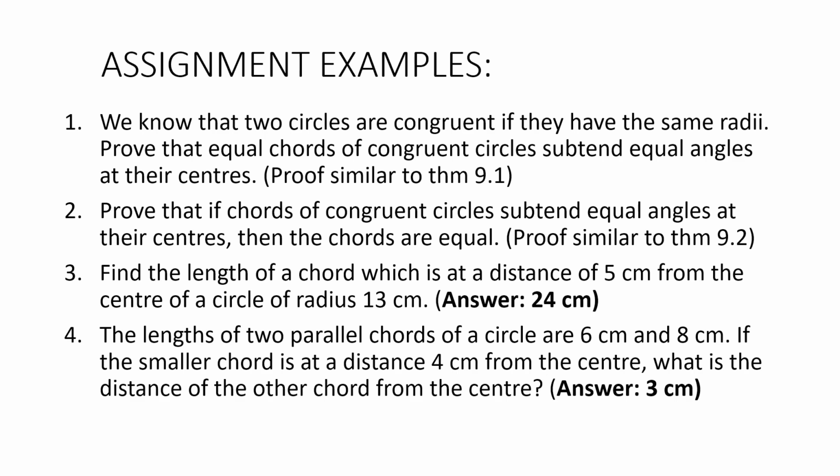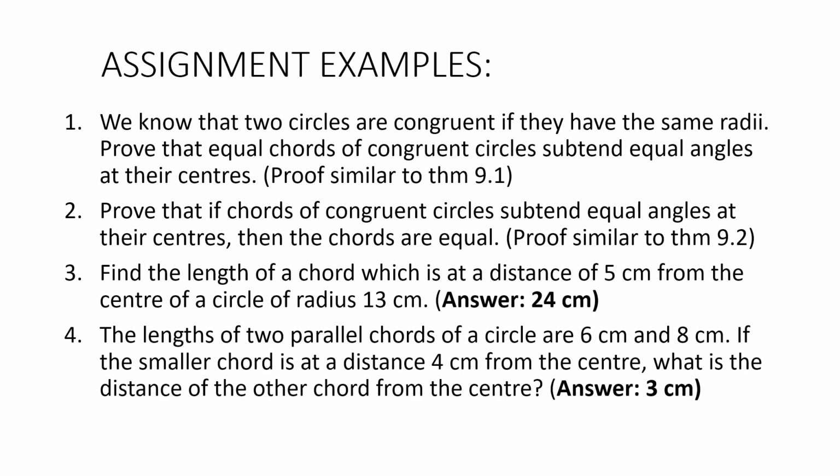Some assignment examples. Please do solve these assignment examples. They will give you a lot of practice. First one, we know that two circles are congruent if they have the same radii. Now prove that equal chords of congruent circles subtend equal angles at their centers. The proof of this is similar to the proof of theorem 9.1 which we have seen. Second part, prove that if chords of congruent circles subtend equal angles at the center, then the chords are equal. Again, this is the same as 9.2 converse.